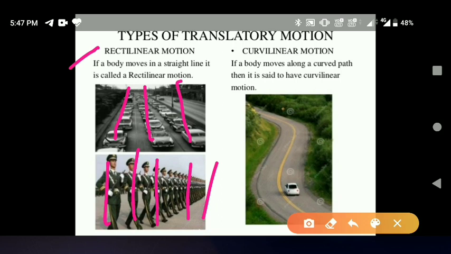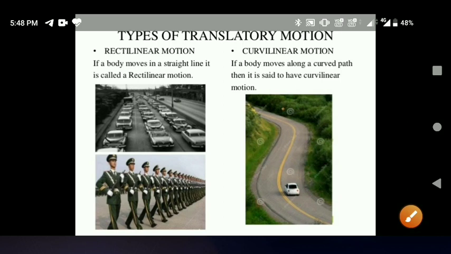Like the movement of a bicycle or car in a straight line, or a battalion moving in a parade, or an apple falling from a tree, all are examples of rectilinear motion.